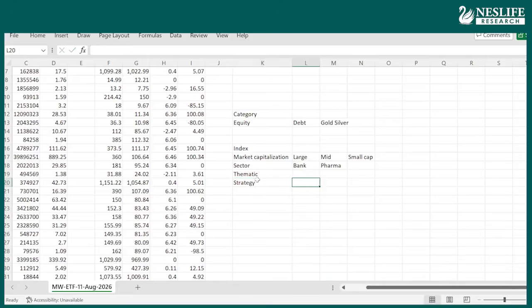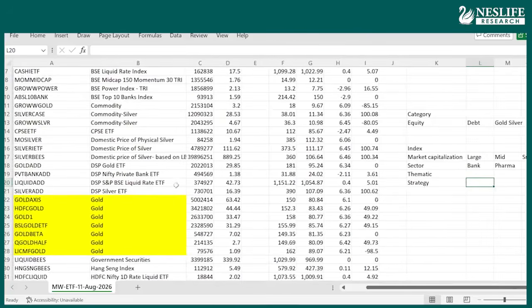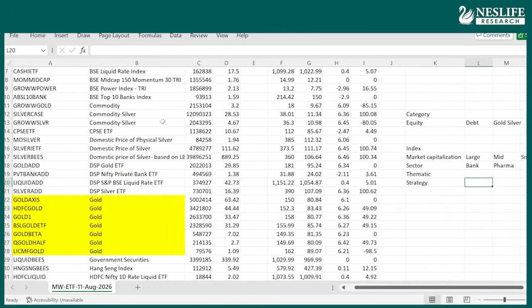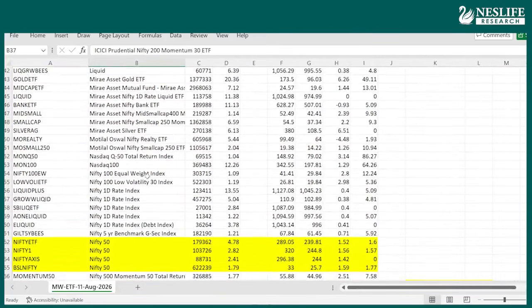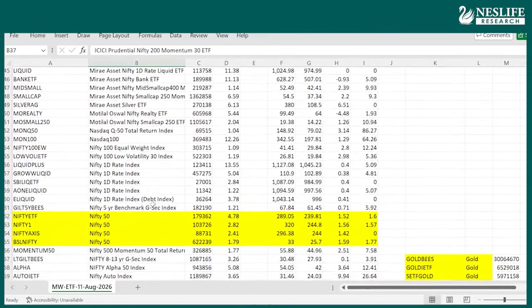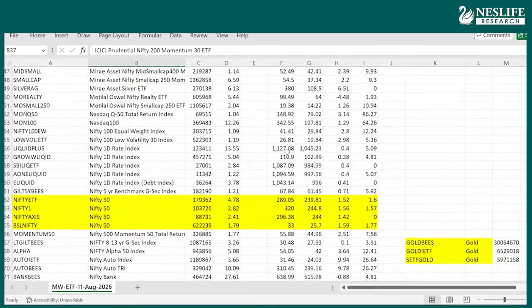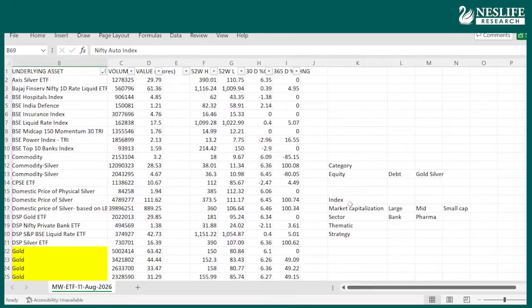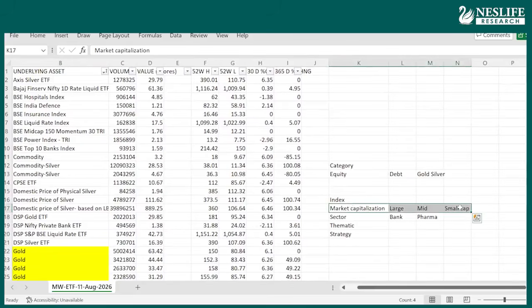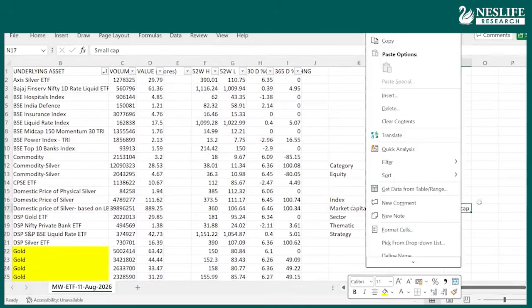Thematic and strategy. When you check, there are so many names, you will get confused. What is this momentum? What is this volatility and all this? But these are for alpha 50 and so on. But for the beginner, you can focus on this under the equity segment.